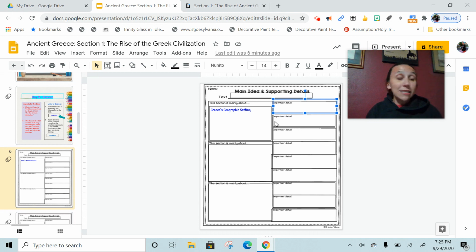So one important detail that I wrote was made up of peninsulas and had mountains, because that's really important, right? It tells us how they affected their lives. Could they travel very easily? Where did they settle? How did they take care of themselves? How did they visit their family members if they didn't all live in the same community? So that's one important fact. And if you want to use that as a detail in the box, go right ahead. And then you'll just have to come up with two more.